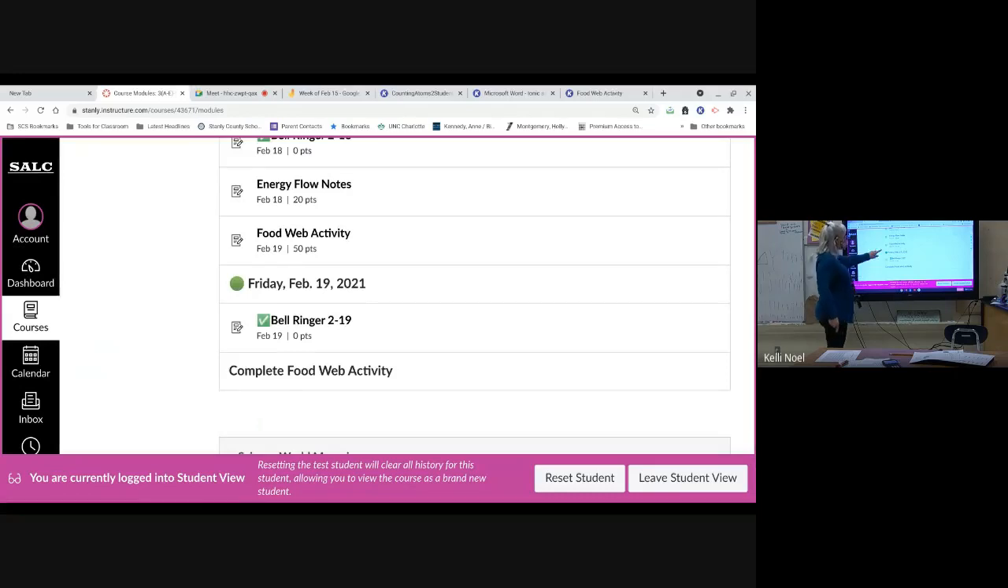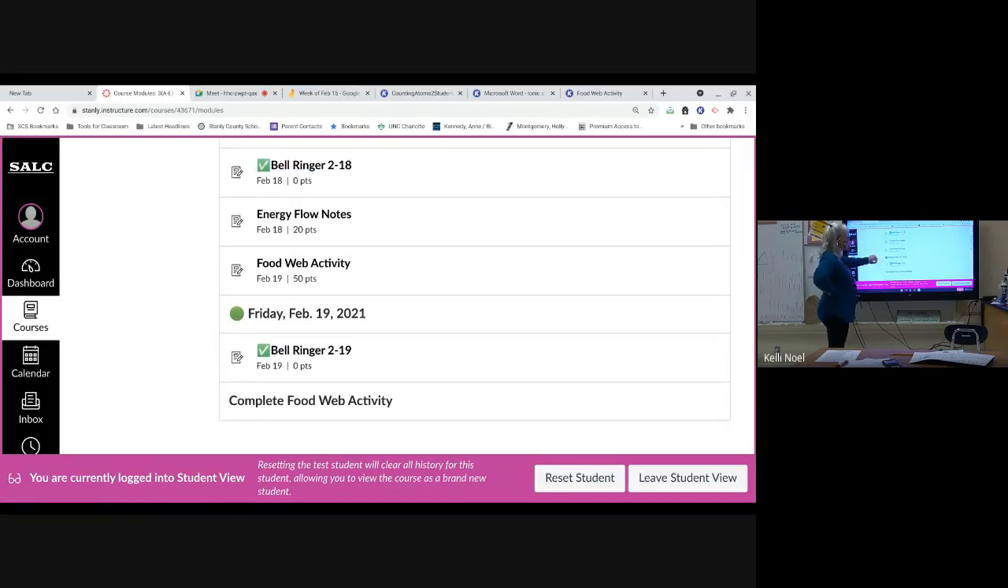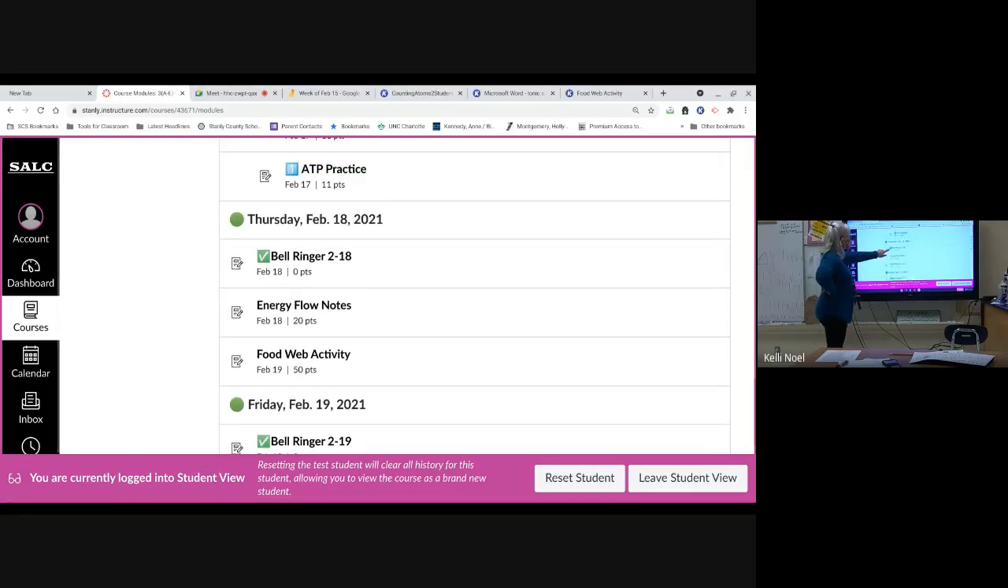Friday, we don't have Google Meets, but you'll get on Canvas and you'll do the bell ringer and submit it. And right now, what we got started on, the food web activity, you're going to finish that. And then you can go back and work on anything you haven't submitted from this week, if there's anything that's missing. So that'll be tomorrow. Fridays, we don't do Google Meets, you just go on and do the work. So let's do the bell ringer first.